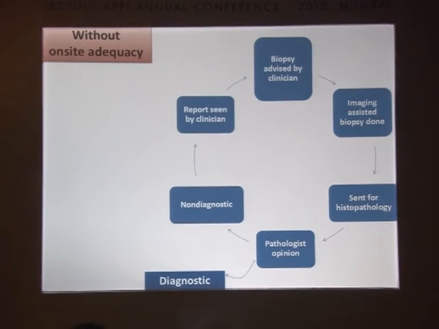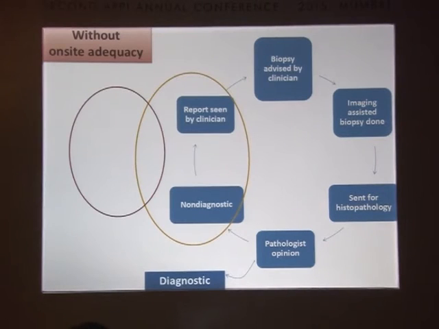So what happens without on-site adequacy? The clinician advises a biopsy, an image-assisted biopsy is done, it is sent to the histopathologist, and the pathologist gives an opinion. If it is diagnostic, it is the end of the story. But if it is non-diagnostic, as I mentioned, the patient will go back to the clinician. When he sees the report, he will order a repeat biopsy, then he will have to take an appointment, and then the cycle can go on and on if you do not do the on-site cytology.